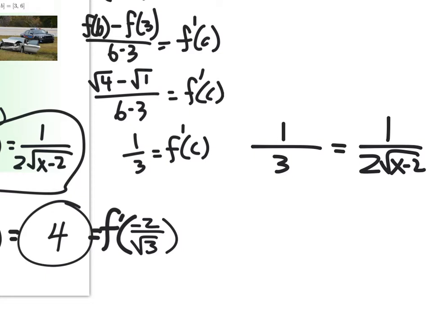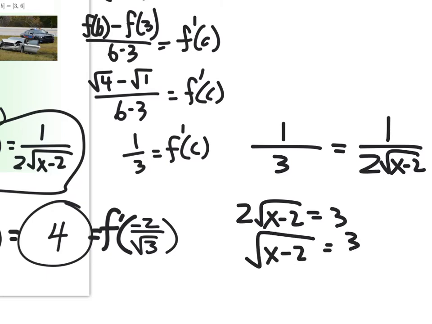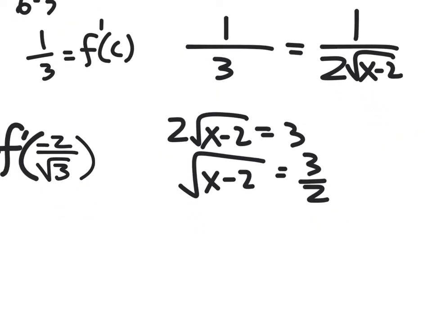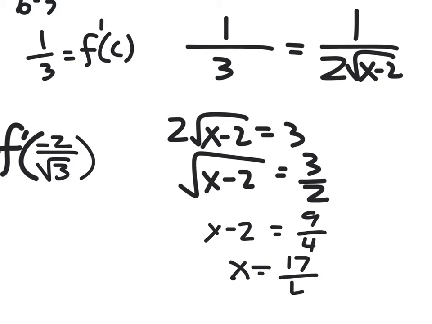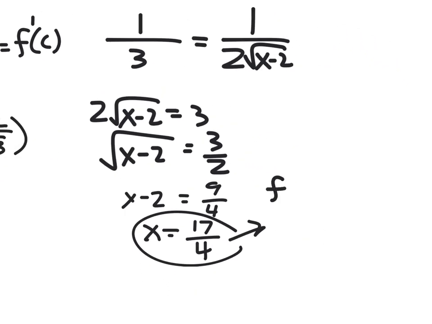Okay, so I'm going to cross multiply. It looks like I'll get 2 root x minus 2 equals 3. That means root x minus 2 will equal 3/2. That means that x minus 2 will equal 3/2 squared, which is 9/4. And then I'm going to go ahead and add 2 to that. Well, 2 is really 8/4, so I'm going to get 17/4. It looks like our c value, f prime of 17/4, equals 1/3.